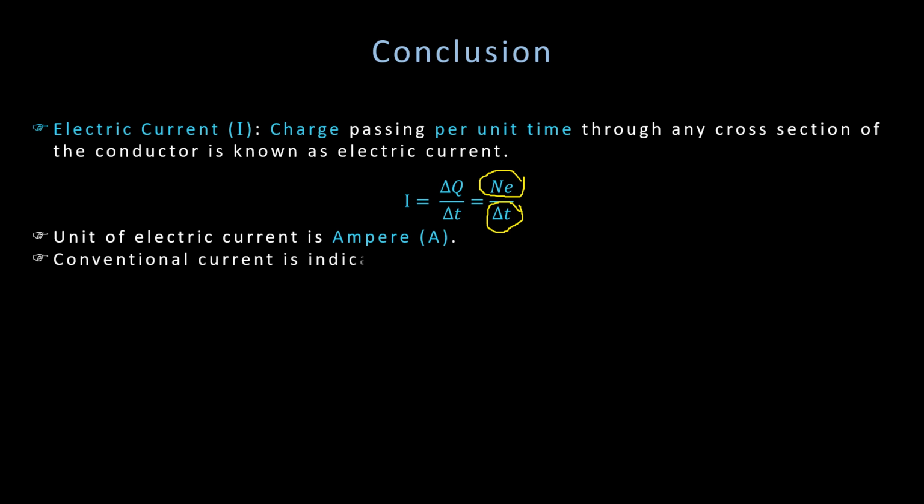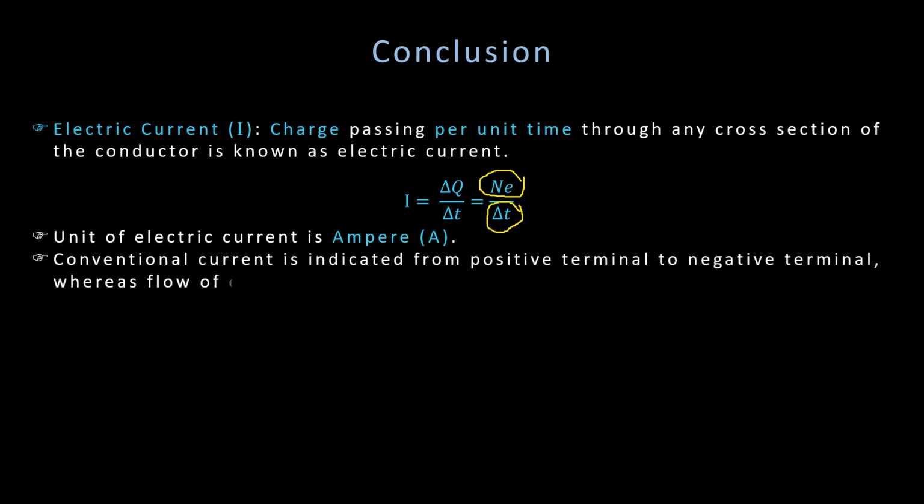What is the conventional current direction? It is from positive to negative, but most of the time we indicate conventional current, and don't forget that actually electrons flow, and electrons flow from the negative terminal to the positive terminal. So don't get confused between the flow of electrons and the direction of conventional current.